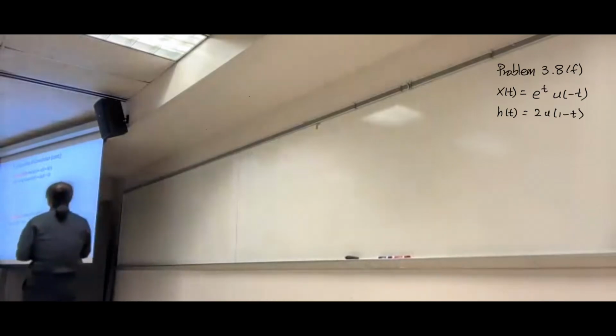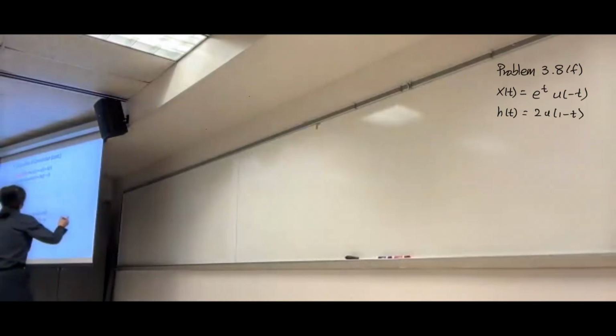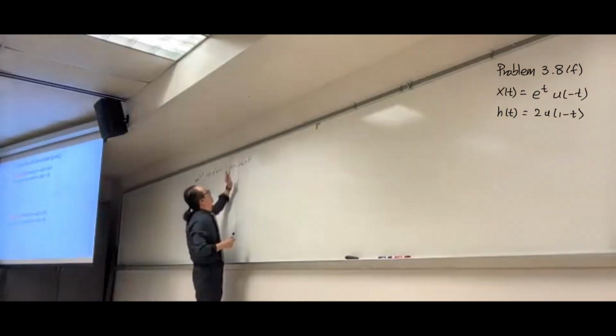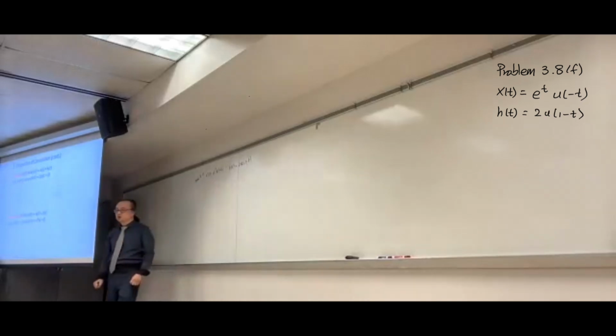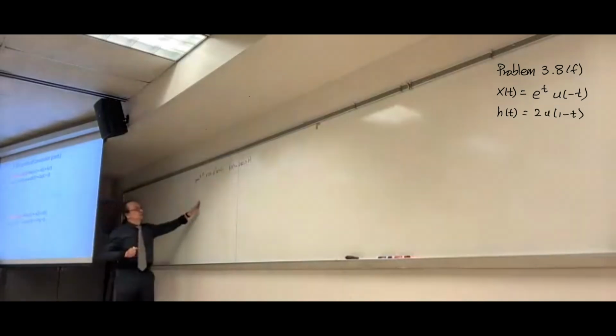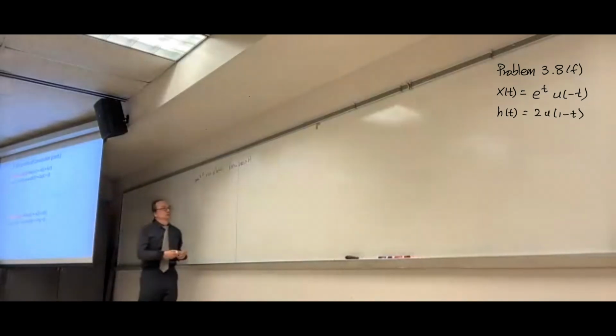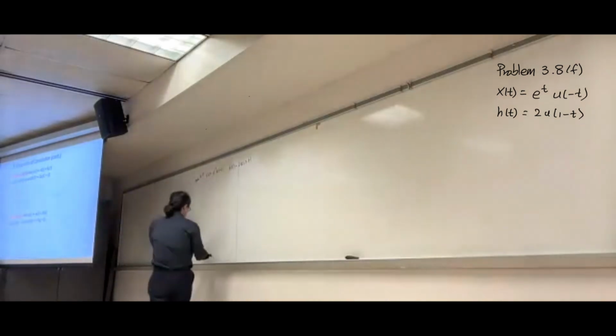This is problem 3.8. We have x of t, we'll do this, and then we're going to switch these two. You can use the definition, but we'll do a graphical method. Let's graph this x of t.